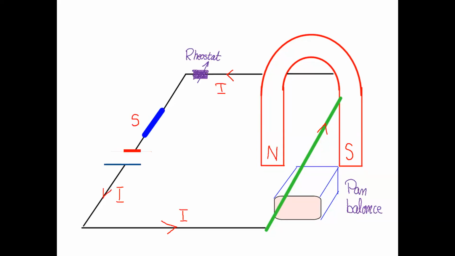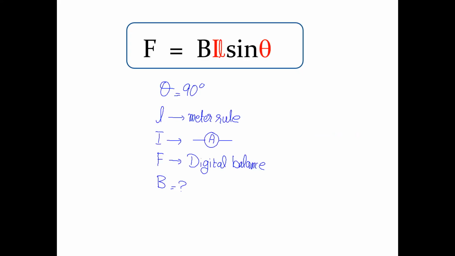Under the wire, they put a pan balance, a sensitive meter which can detect the forces. When they close the switch, current passes through the wire. Now, current will apply a force on the wire. Maybe the force is downward according to left-hand rule. When the force is downward, the meter can record the force. Then we have the formula F is equal to BIL sine theta. L will come from the meter rule, I from the current, F from the digital balance, and hence we can find the value of B. This is called current balance.